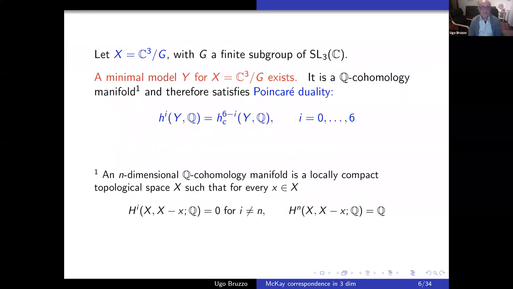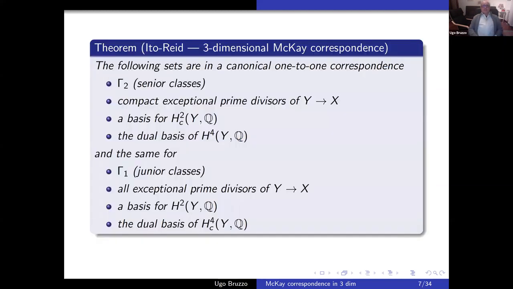And in particular, in our case, where X is a finite quotient C3 mod G, for G a finite subgroup of SL3C, a minimal model exists. And one can prove that it is a Q-cohomology manifold, which is written again in this note, some cohomological condition. But the issue here is that on a Q-cohomology manifold, you have Poincaré duality. It's a sufficient condition to have Poincaré duality. And of course, since our variety is not compact, we have duality between usual, standard cohomology and cohomology with compact supports. Okay, so we do have Poincaré duality.